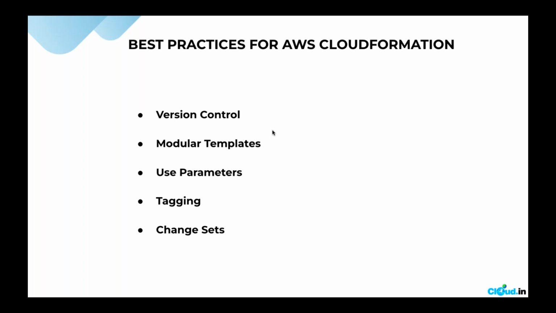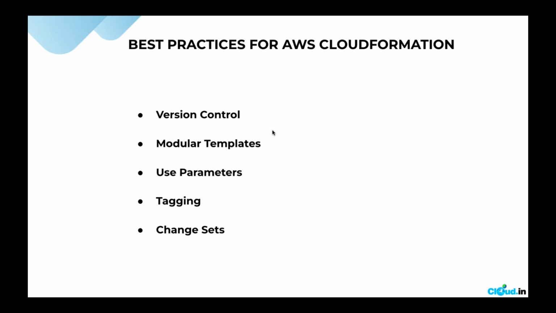Next, we have modular templates. Break down your templates into smaller reusable components. Use AWS CloudFormation stack sets or nested stacks to manage modular templates and avoid a monolithic template. If you have a very monolithic template, this will have a very high dependency on the resources that are defined in one monolithic template.